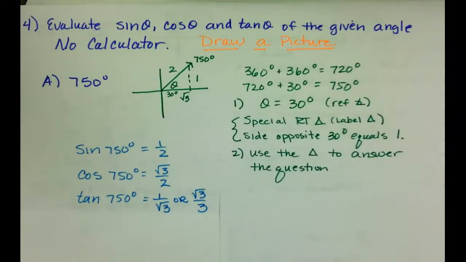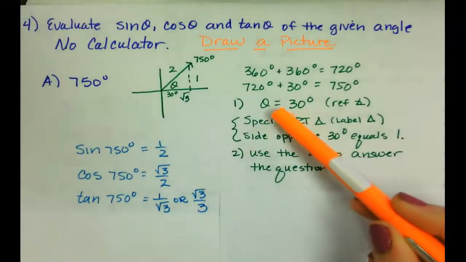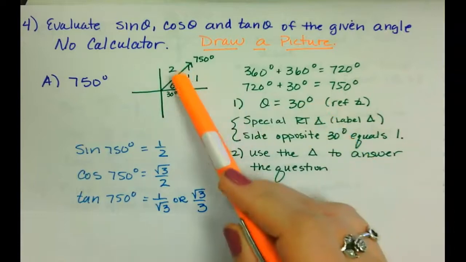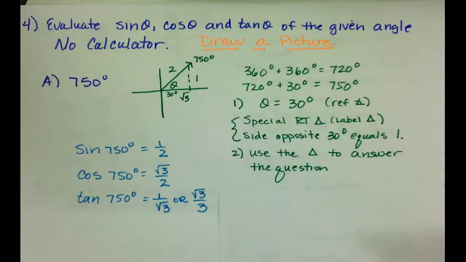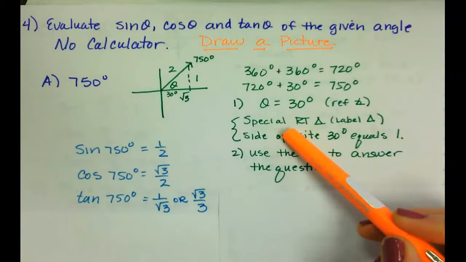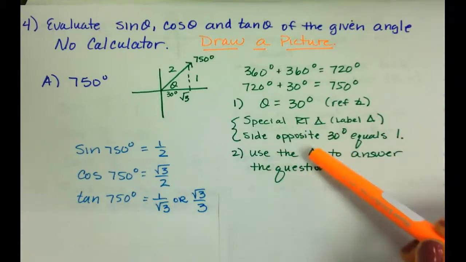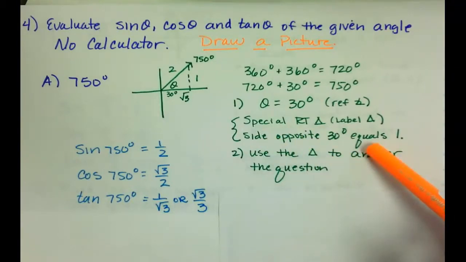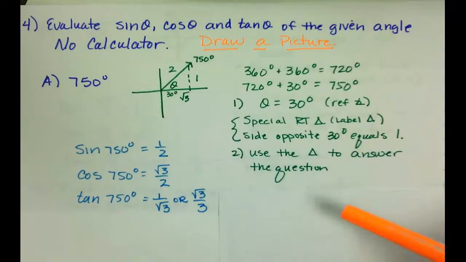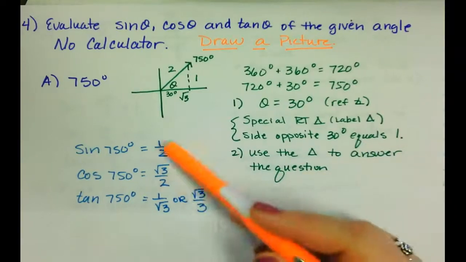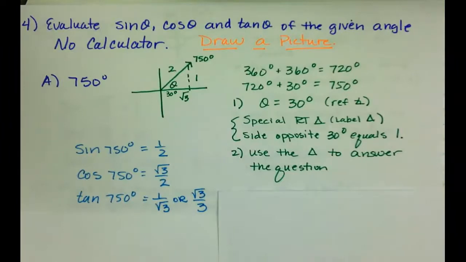So when you're doing a problem like that, the theta is 30 degrees. That's what's in here, which is my reference angle. We use our special right triangle to label those when we can. And then just a reminder that the side opposite 30 degrees always equals 1. And then we use the triangle to answer the question like we did here.